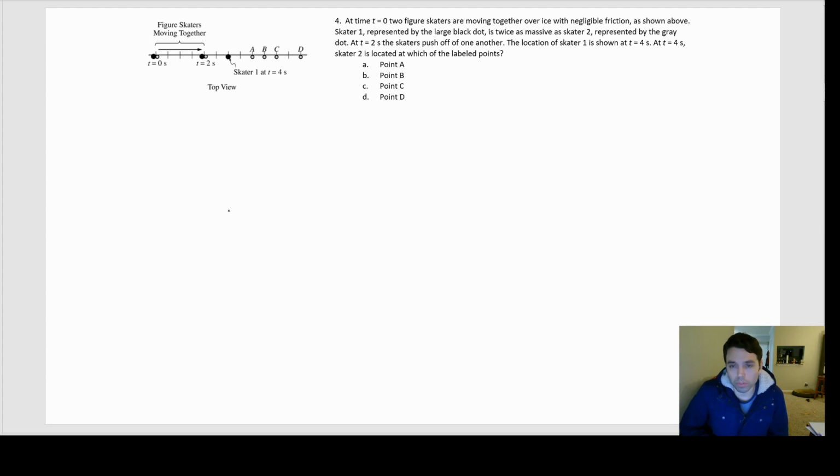All right, so where is skater 2 going to end up? In order to do this problem, we have to think outside the box a little bit. It doesn't tell us the masses, right? But it does tell us that the black dot is twice the mass of the gray dot. So I'm going to make up a mass for the black dot and say its mass is 2, and the mass of the gray dot is 1. It's twice as much, right? Sure, it works for me.